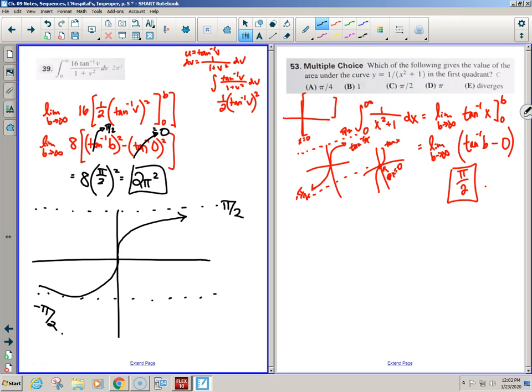Tangent inverse of 0: tangent is 0 at 0, so plugging in 0 is 0. Tangent of 0 is 0. Either way, that was just 0. I shouldn't even use the arrow, sorry. I should have just said equals 0. It wasn't approaching, it was equaling. And then, plug in.